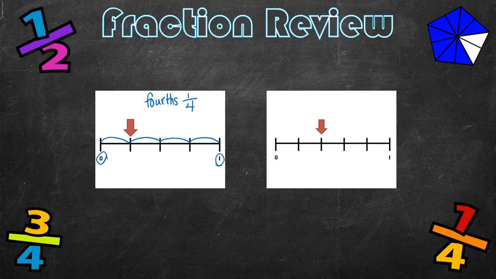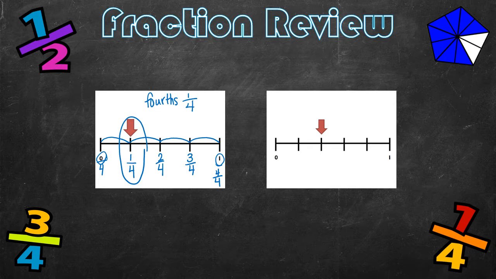Now I'm ready to go back into my number line and label it. I can start at 0, or 0/4. My first jump will be 1 part out of 4, or 1/4. My second jump will be 2/4, 3/4, and then 4/4, which I know equals 1 whole. So the red arrow marks 1/4 on the number line.